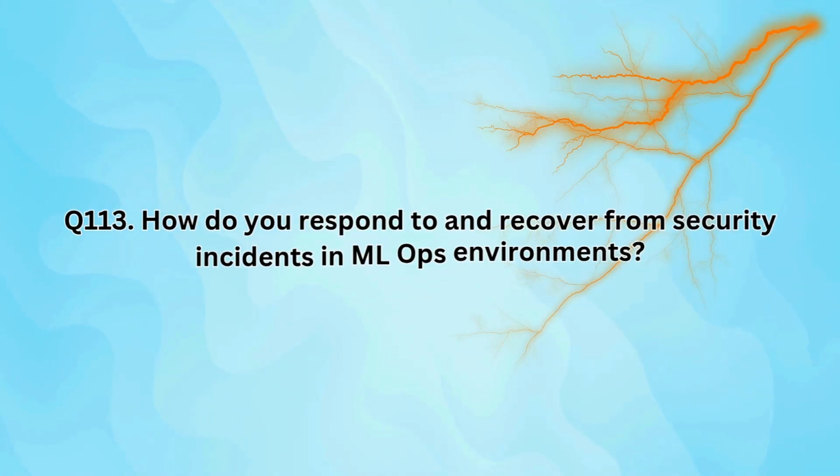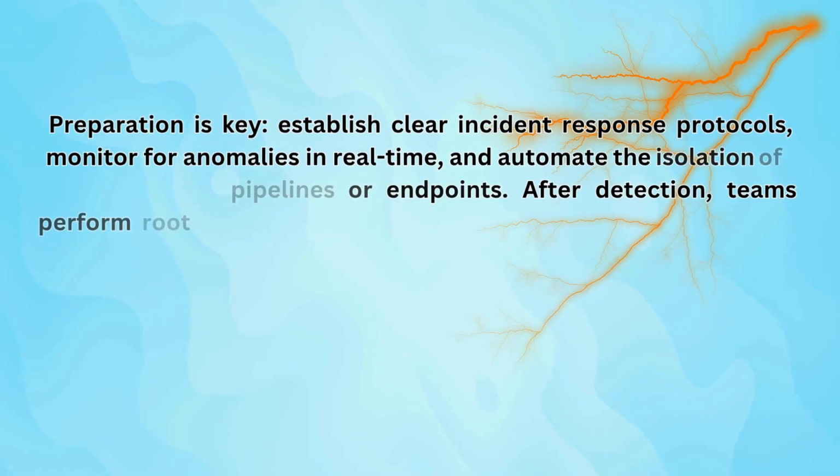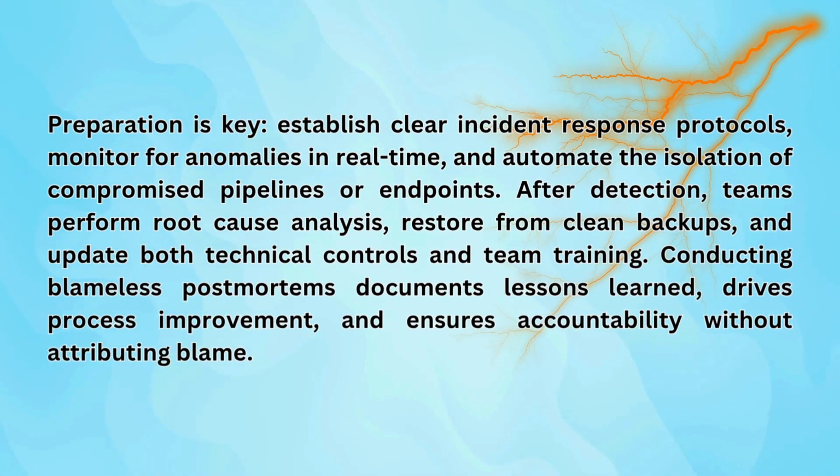How do you respond to and recover from security incidents in MLOps environments? Preparation is key. Establish clear incident response protocols, monitor for anomalies in real time, and automate the isolation of compromised pipelines or endpoints. After detection, teams perform root cause analysis, restore from clean backups, and update both technical controls and team training. Conducting blameless postmortems documents lessons learned, drives process improvement, and ensures accountability without attributing blame.